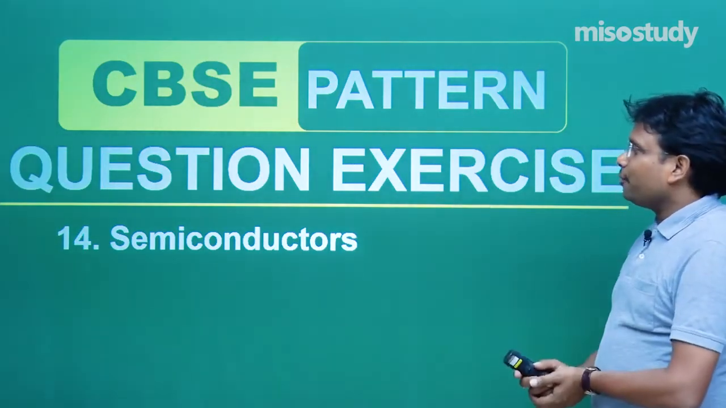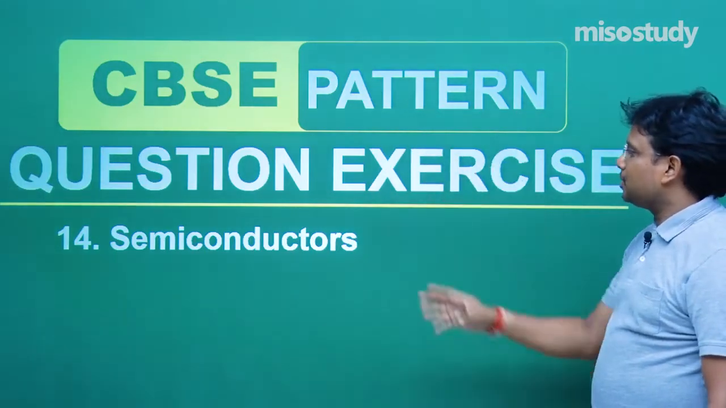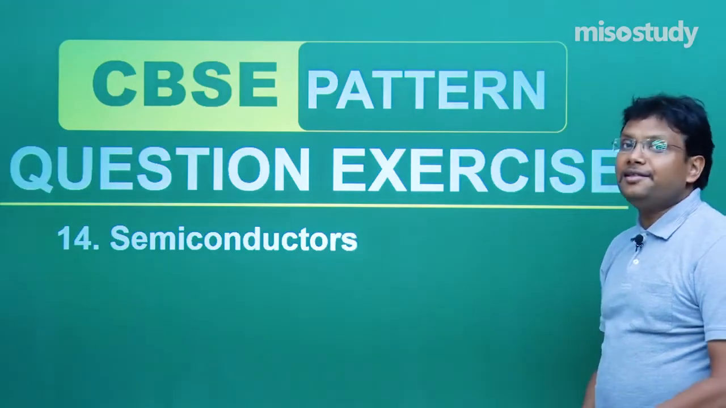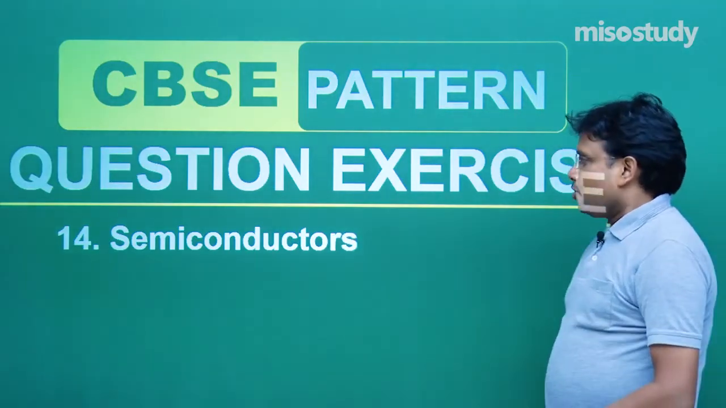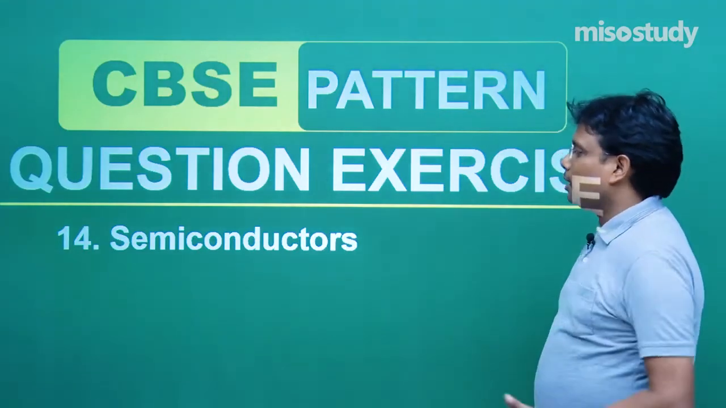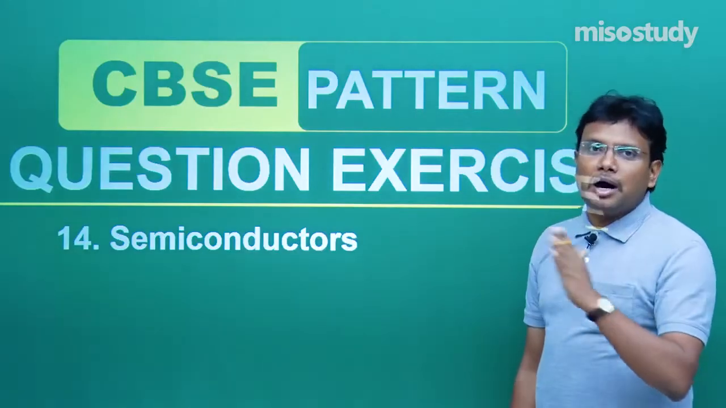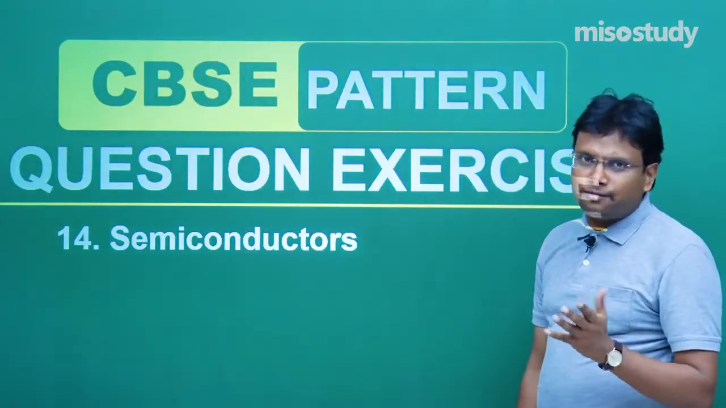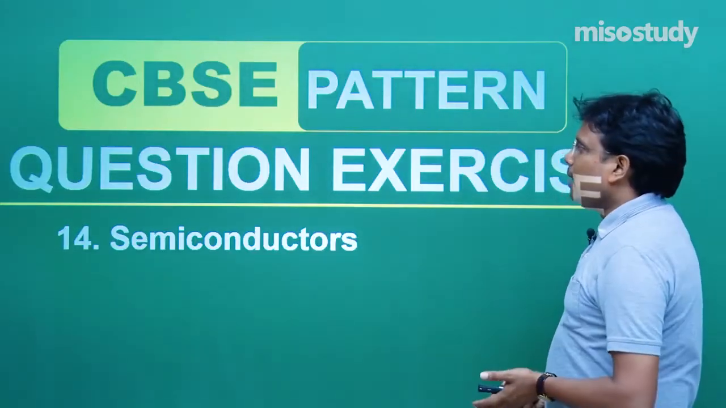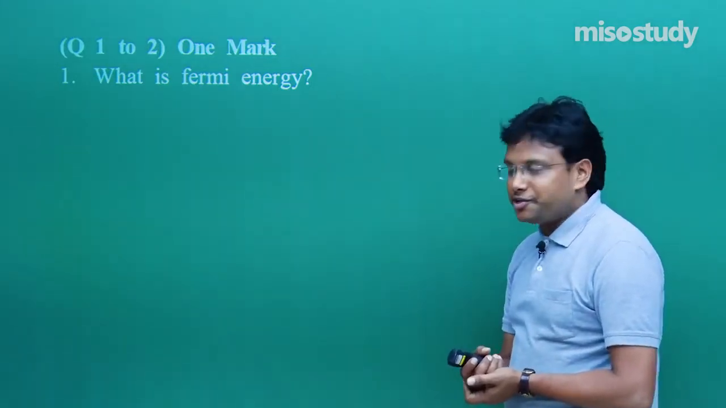And as you know from this first slide, it is clear that today we are going to discuss CBSE pattern question exercise, and that too for chapter number 14, that is semiconductors. Fine. So, the same process we are going to follow in this particular explanation also. Questions classified in 1 mark, 2 mark, 3 mark, 4, 5 marks, like that, short, very short, long answer type, and then I will explain you the solution of these questions.